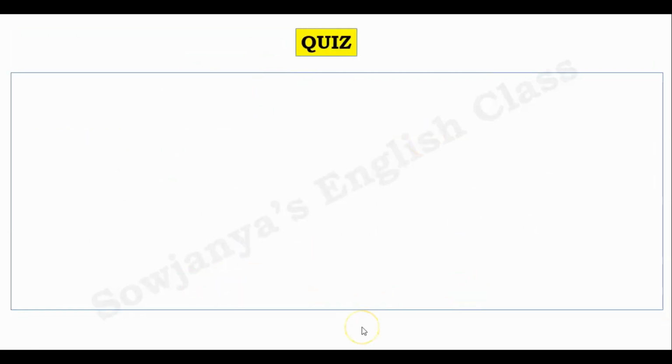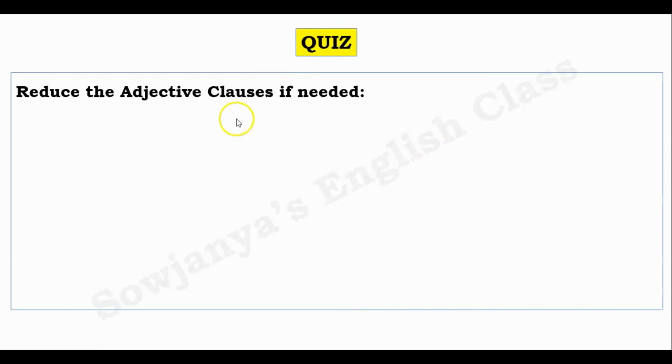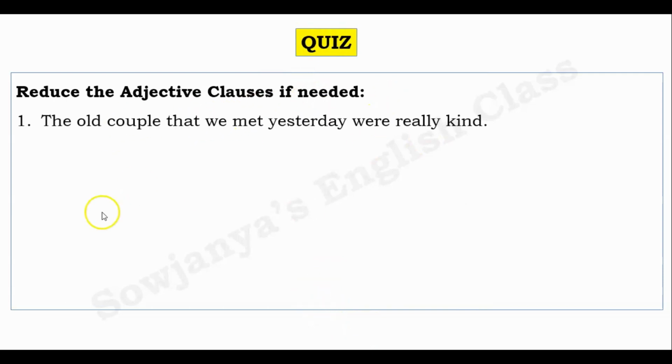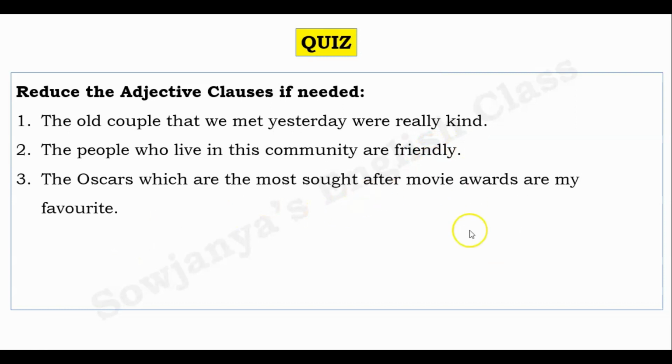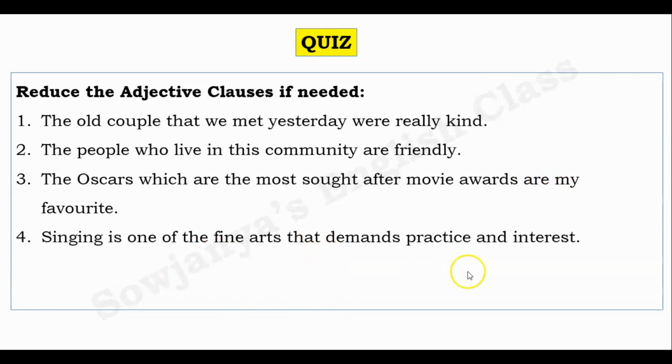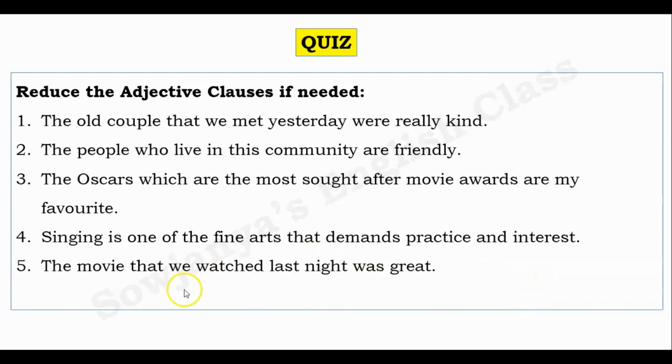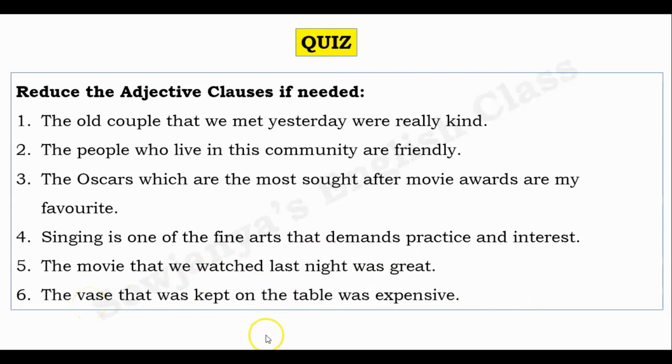And then it's time for quiz. Simple one. Reduce the adjective clauses if needed. First one, the old couple that we met yesterday were really kind. The people who live in this community are friendly. The Oscars, which are the most sought after movie awards, are my favorite. Singing is one of the fine arts that demands practice and interest. The movie that we watched last night was great. The vase that was kept on the table was expensive. Just observe these sentences carefully and try to apply the rules that you have learned in this video.